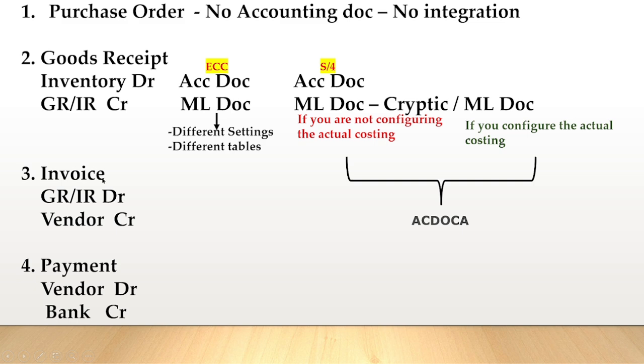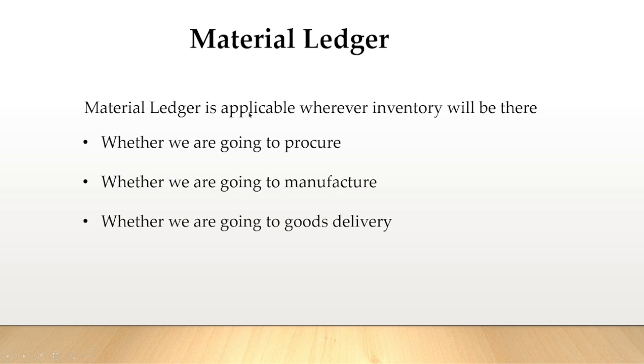Now the third one is invoice. Here, after verification of the invoice, the vendor will raise the invoice, then we will book the invoice in the system. Here the GRI account will be debited and the vendor account will be credited. Then final is payment. Vendor account will be debited, bank account will be credited. Material ledger is applicable wherever inventory will be there, whether we are going to procure, manufacture, or do goods delivery.